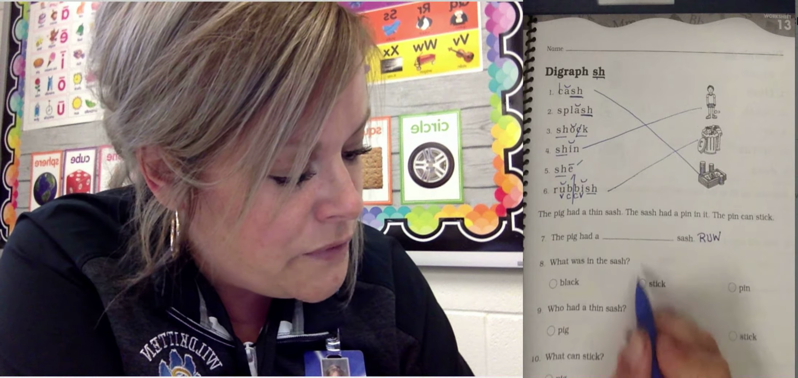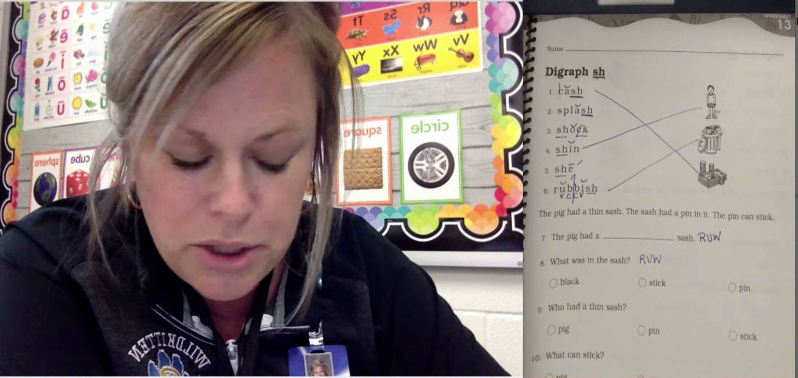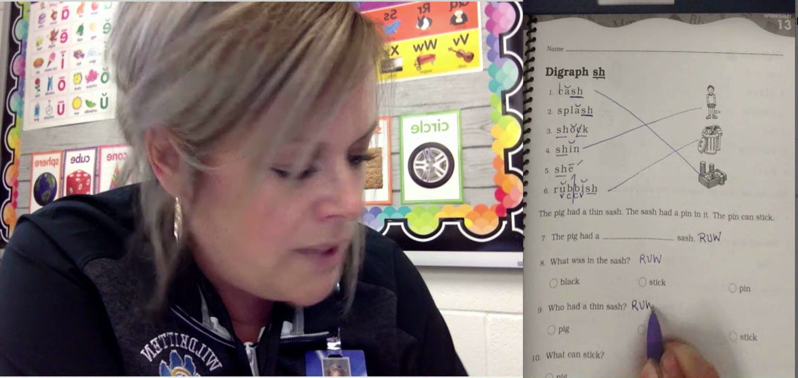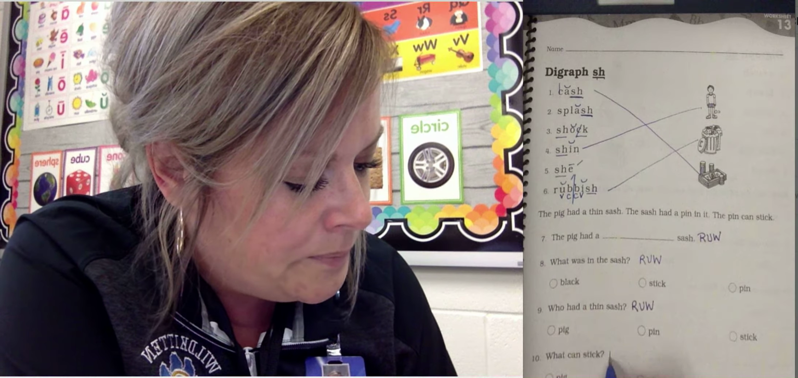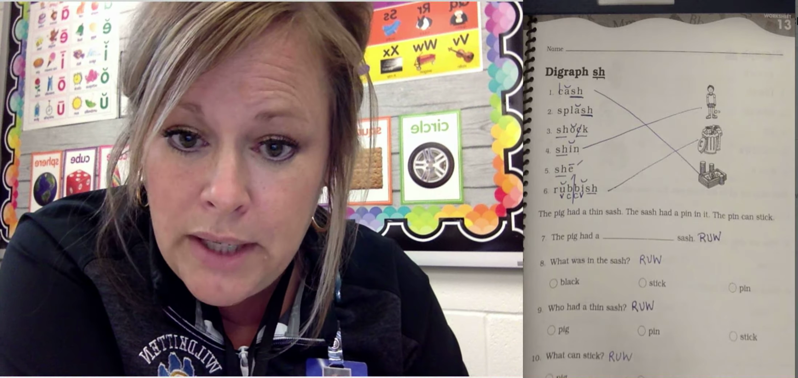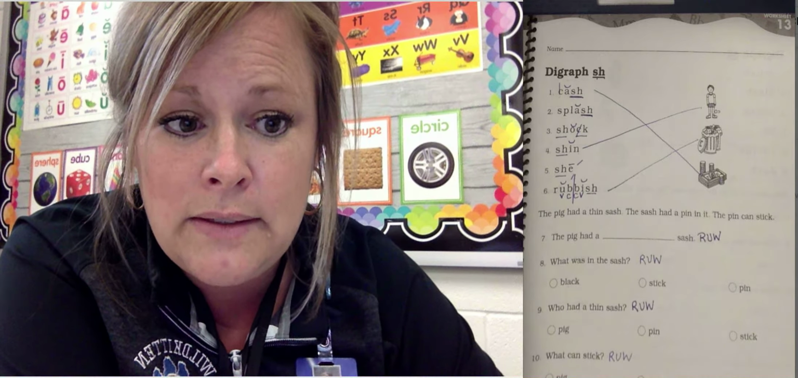I'd like you to do it for number 8 as well. I'm trying to change up the colors, which you might not even be able to see that much, but number 9 and number 10 right next to the question marks. So we're going to read the question. We're going to make sure we read the story. We're going to underline the answer in the story, citing text evidence.